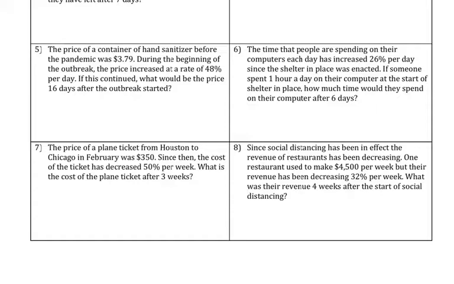So what we have here is a starting number. We are talking about the price of hand sanitizer. It was originally $3.79 for a bottle of hand sanitizer. But because it's in high demand, the price is increasing. They're jacking that price up, making it more expensive. Increasing is 1 plus. 48% will be written as 0.48. How much is this hand sanitizer? What's the new price after 16 days?